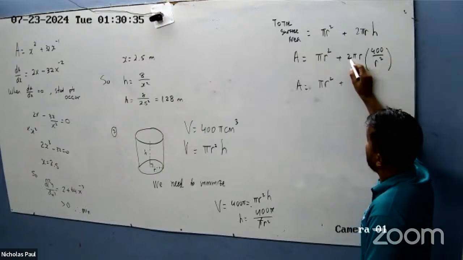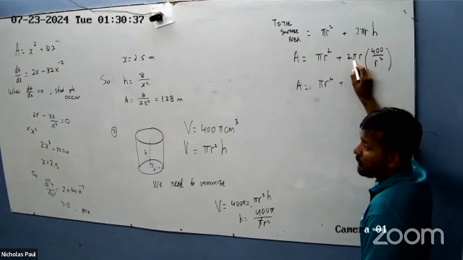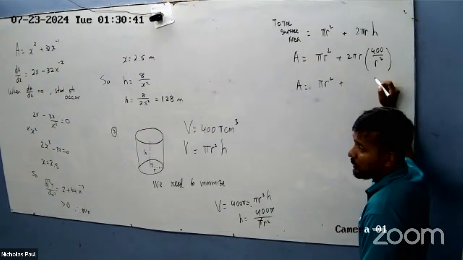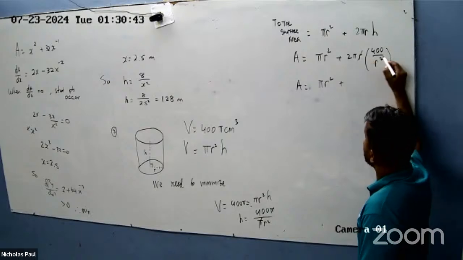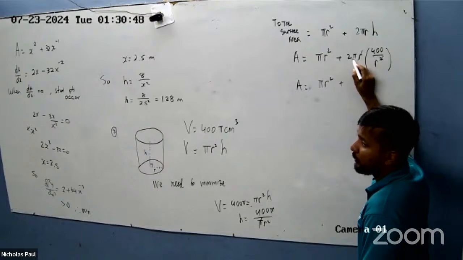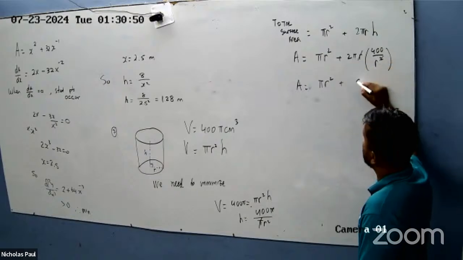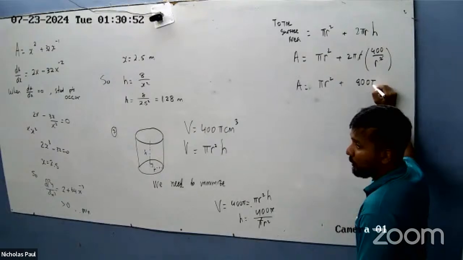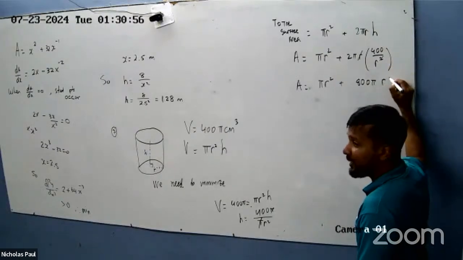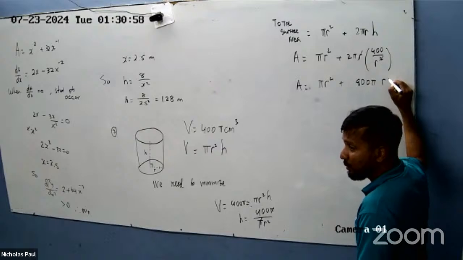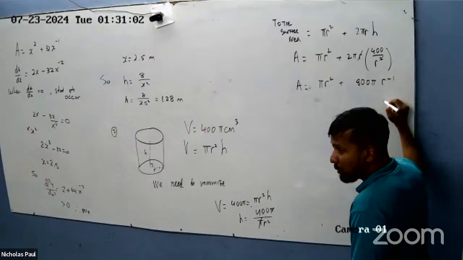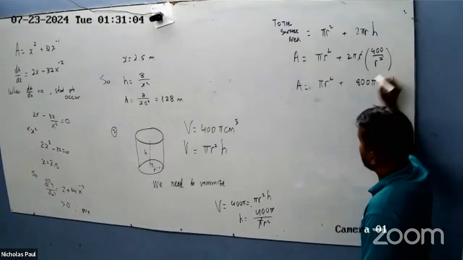I can multiply this by anything, 2 pi by anything, the r ending up with the r's. This r will cancel with the square. And then what? 2 pi by 400 is how much? 800 pi. And if I bring up the r, it becomes r to the minus 1.